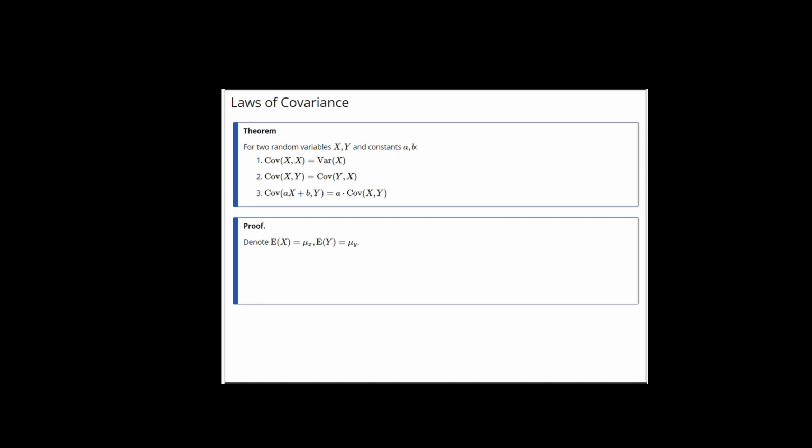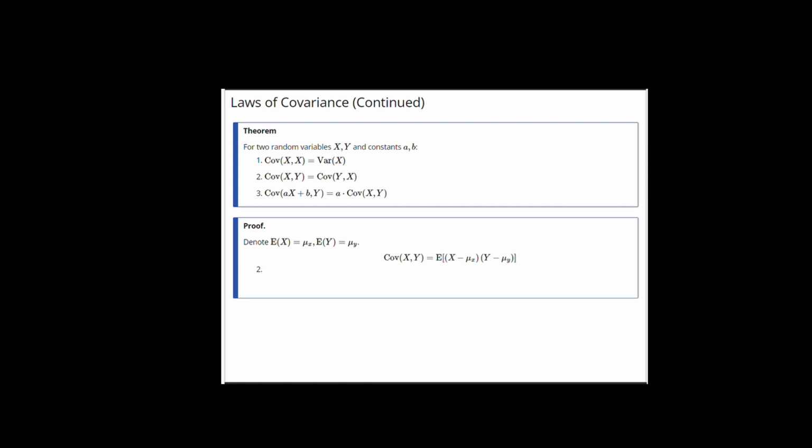In order to prove these assertions, we'll denote E of x by mu sub x and E of y by mu sub y. By definition, the covariance of x with x is the expected value of x minus mu of x times x minus mu of x, which, of course, is just x minus mu of x squared. The expected value of x minus mu x squared is the definition of variance. That proves 1.